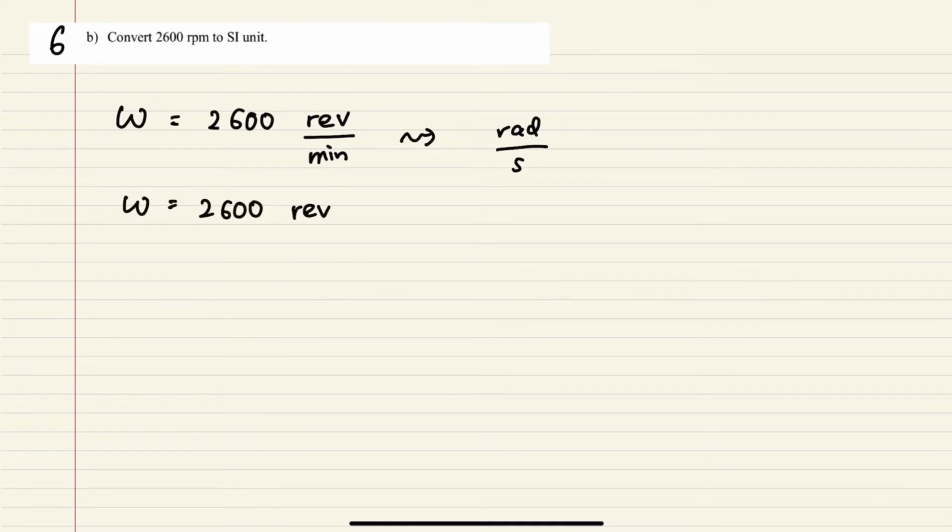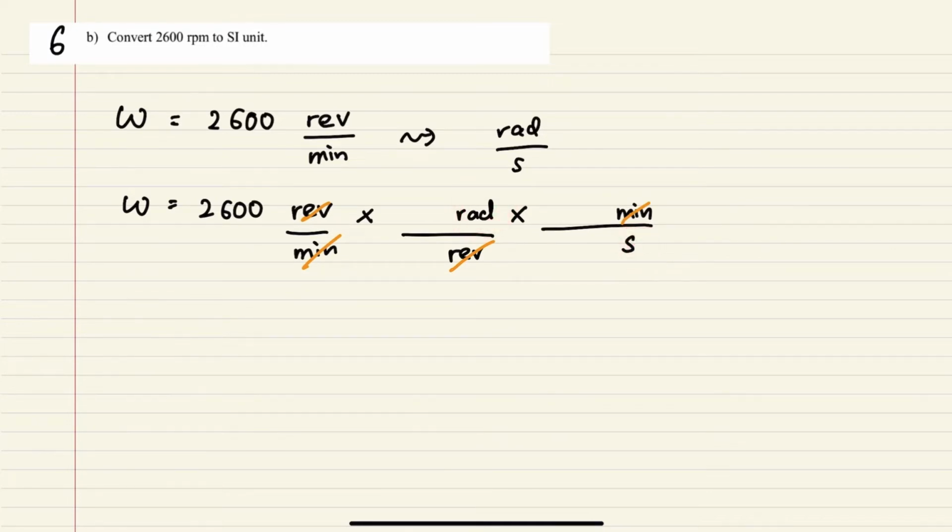2600 revolution per minute. Basically you want to cancel out revolution and you want it in terms of radian. So you have to put your revolution on the opposite side, which is down here, so that we cancel out. You want radian, and then you want to change minute to second, so you want to cancel out minute, so it has to be in the opposite position. Minutes is down there, so you put it up here, and then you want second, so minutes cancel out and you are left with radian and second.